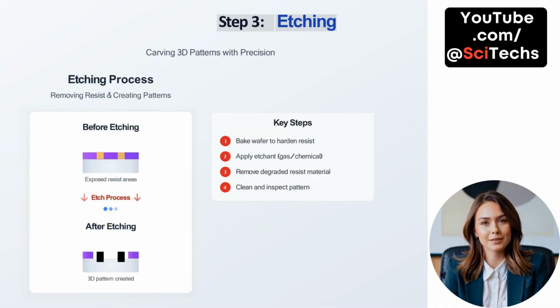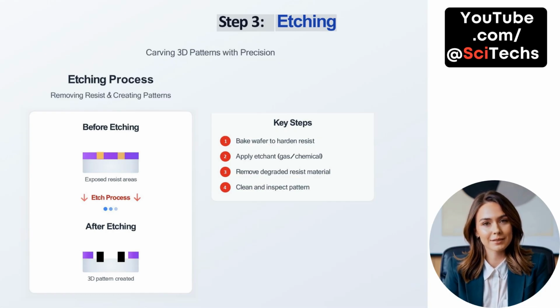Etching process, removing resist and creating patterns. The etching process is used to remove specific parts of the photoresist and underlying material to create the final 3D pattern on a wafer. Before etching, exposed areas of resist are clearly defined, usually after the development step. The first step is to bake the wafer, which hardens the photoresist and improves its resistance to etchants.